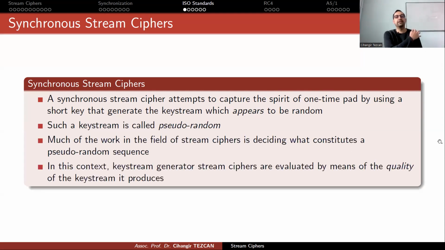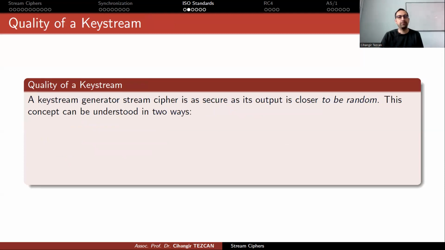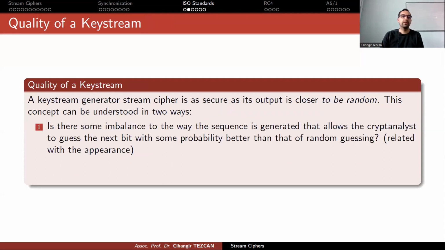Much of the work in the field of stream ciphers is deciding what constitutes a pseudo-random sequence. In this context, key stream generator stream ciphers are evaluated by means of the quality of the key stream they produce. Okay, so let's look at the quality of a key stream. A key stream generator stream cipher is as secure as its output is close to random. This concept can be understood in two ways. One, is there some imbalance in the way the sequence is generated that allows the cryptanalyst to guess the next bit with some probability better than that of random guessing?